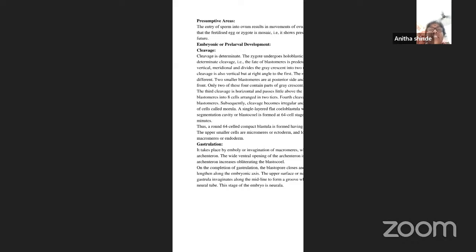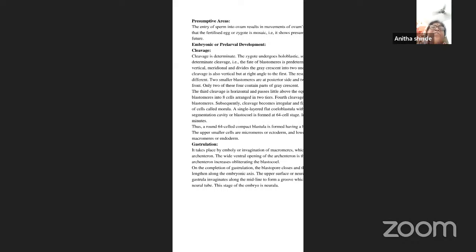The upper smaller cells are called the micromeres or the ectoderm, and the lower larger cells are called the macromeres or the endoderm. So that is how the pre-larval development, or the embryonic development, occurs in the case of Herdmania.